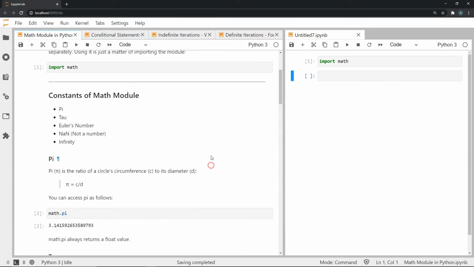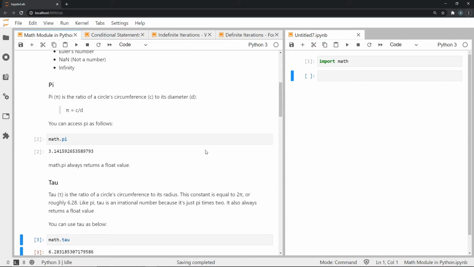As you can see, the standard constants available in this module are pi, tau, Euler's number, NaN, which is a programming specific concept, and infinity. So let's look at these one by one. Starting off, our first constant is pi.